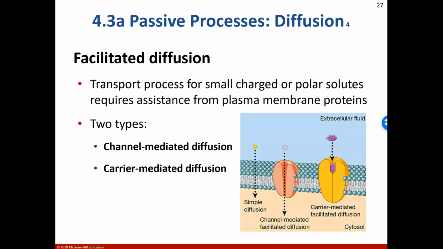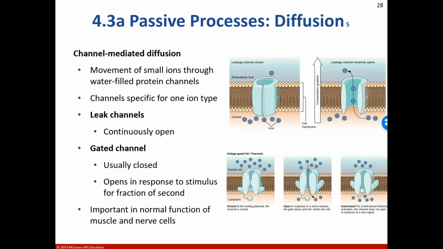Now let's talk about facilitated diffusion. This is a transport process for small charged and polar solutes that aren't going to be able to move across as easily as what we just saw. And we have two different types: channel-mediated facilitated diffusion and carrier-mediated facilitated diffusion. Channel-mediated diffusion is when we have movement of small ions through water-filled protein channels. And you can see an example of this pictured here to the right.